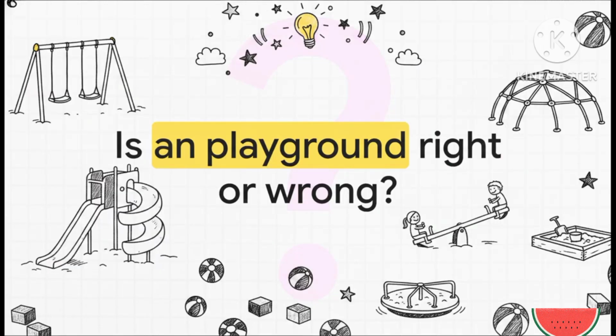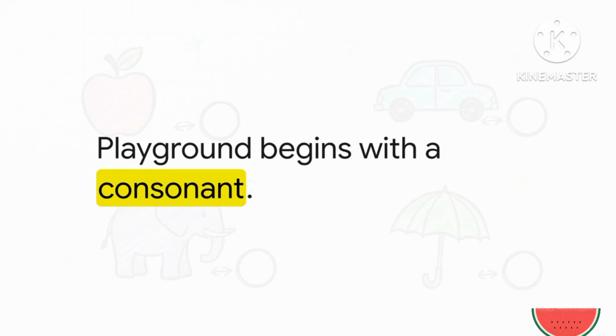Okay, last one for the lightning round. Let's look at a place noun. An playground. Think about the underlying mechanics we just talked about. What's your verdict here? Definitely wrong. Playground begins with a letter P. P is a consonant, and consonants always take a. It's a playground. You're probably really feeling the intuitive rhythm of this rule now, right?